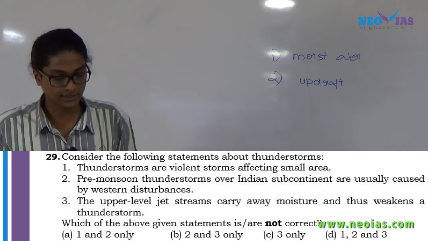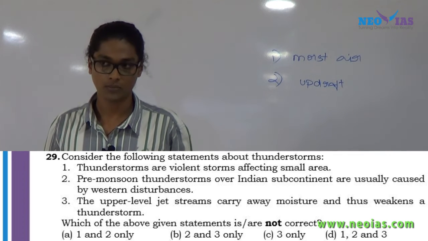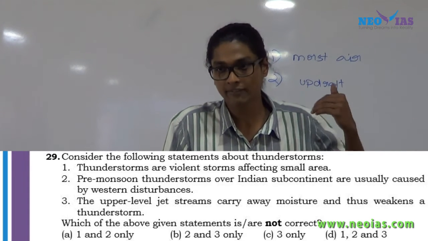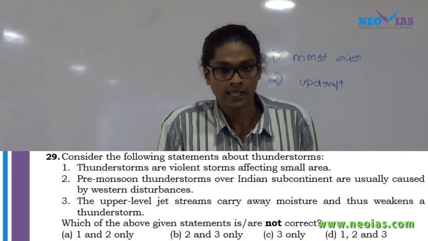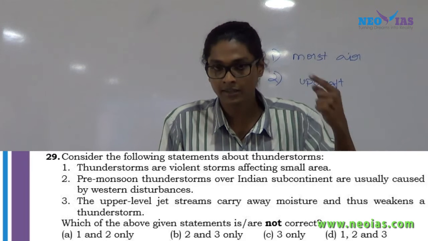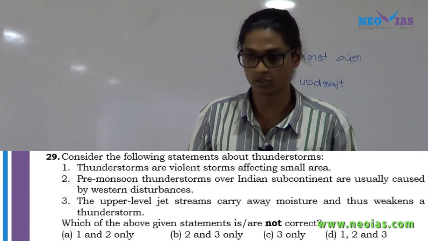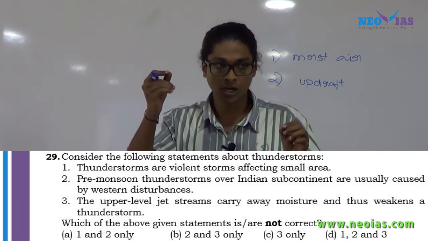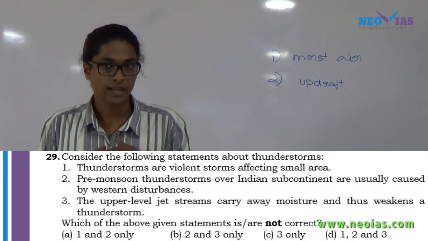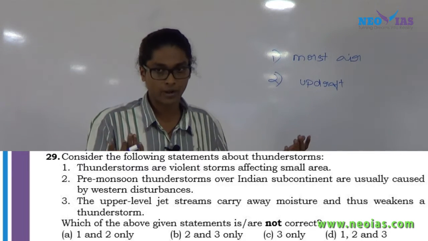The upper level jet stream carries away moisture and thus weakens a thunderstorm. When we were discussing jet streams, I told you about the physical effects of jet streams, right? A jet stream will intensify mid-latitude cyclones, and it will intensify thunderstorms, and it will weaken tropical cyclones. If you remember that part, you can go straight to the answer. So that statement is wrong. A jet stream will always intensify thunderstorms. Now should I explain why?